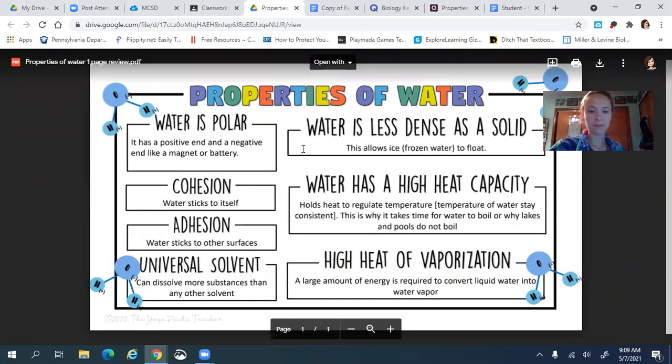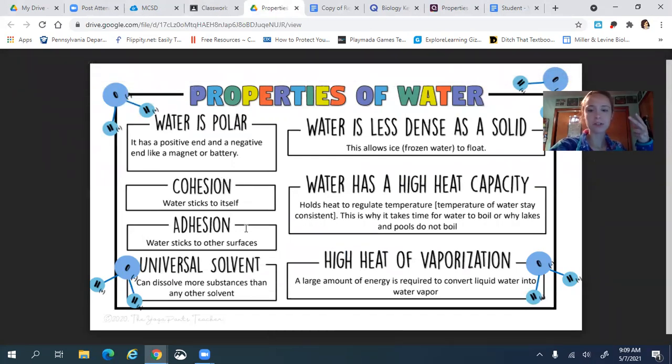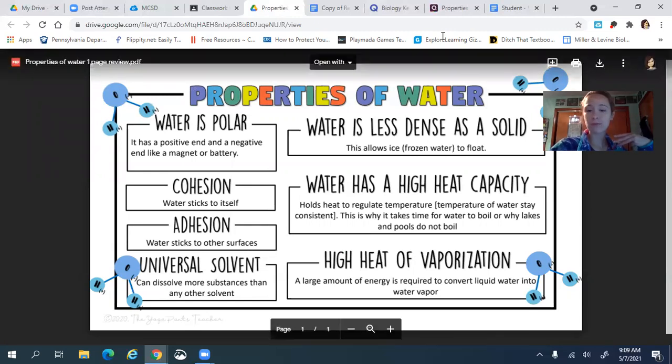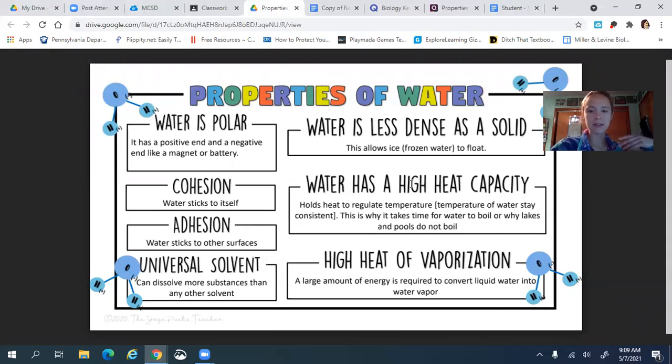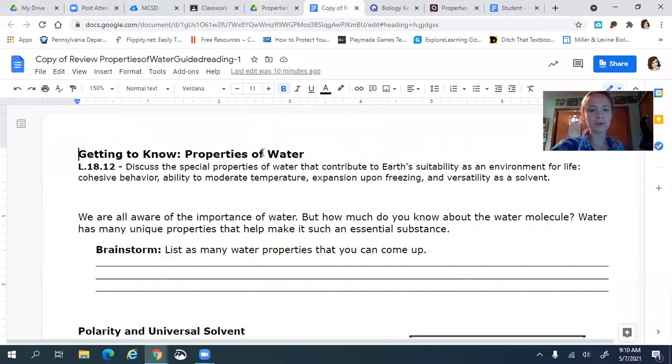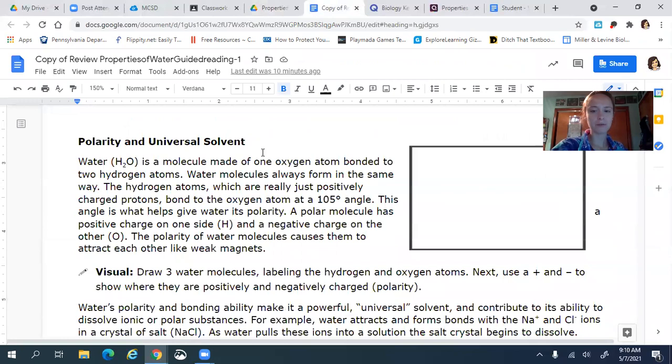So here it is, talking about the different properties of water. We're going to focus on the fact that water is polar. It displays the property of cohesion and adhesion. It is a universal solvent. When it freezes as a solid, it is less dense than its liquid form, and it has a high heat capacity or high specific heat. That means it's able to regulate temperature and not change temperature as quickly. By reading through this guided reading, you will see how those properties of water are important for life.